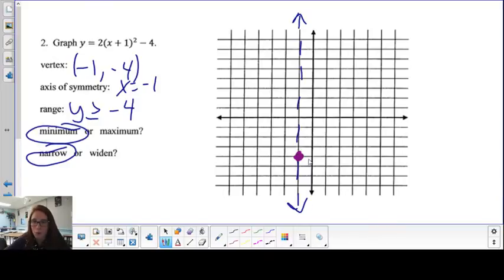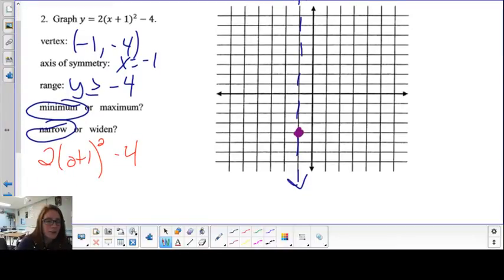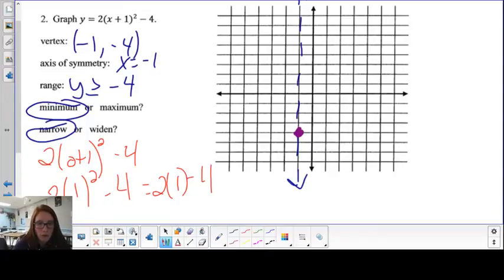To the right of my point is 0, and who doesn't love plugging in 0? So I'm going to plug in 0. Again, I could plug in -2 if I wanted to. Doesn't matter. 0 plus 1 is 1. So then I have 2 times 1 squared minus 4. 1 squared is 1. So then I have 2 times 1 minus 4. 2 times 1 is 2. 2 minus 4 is -2. So my point is at 0, -2.